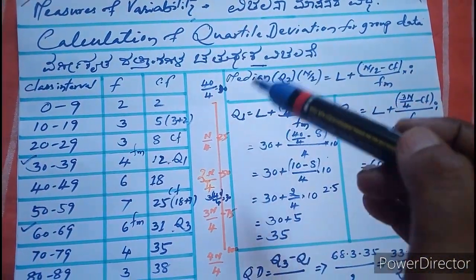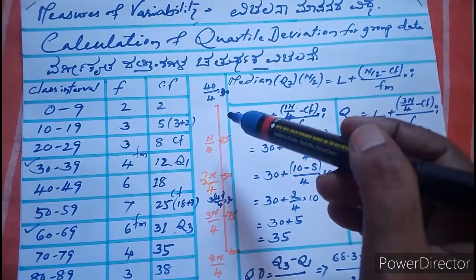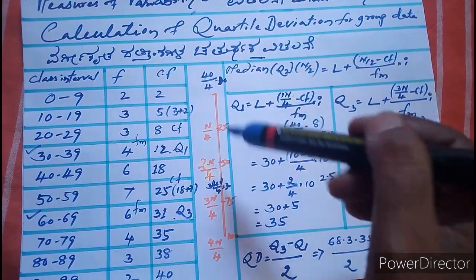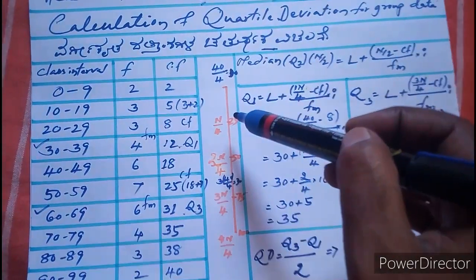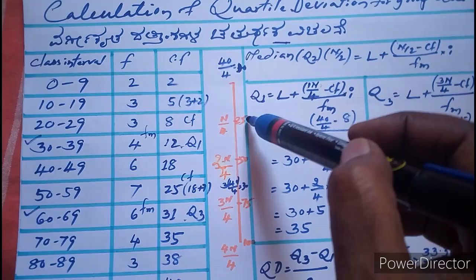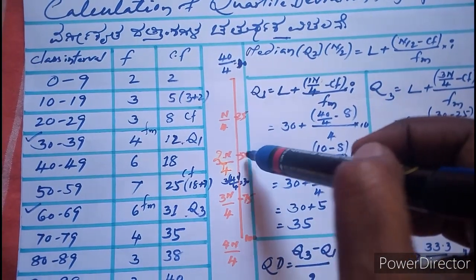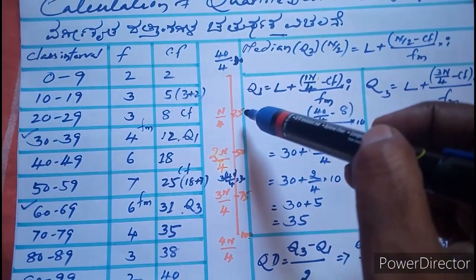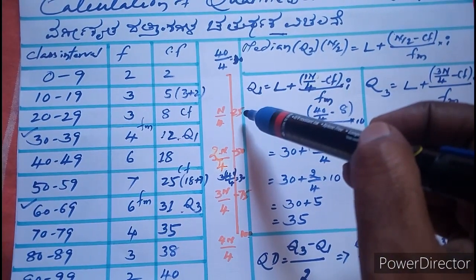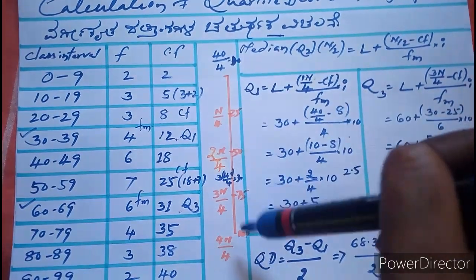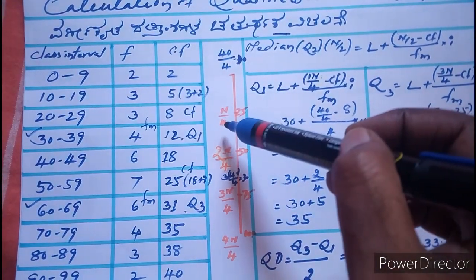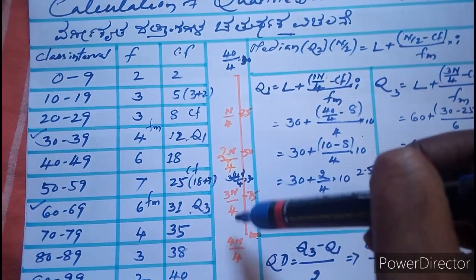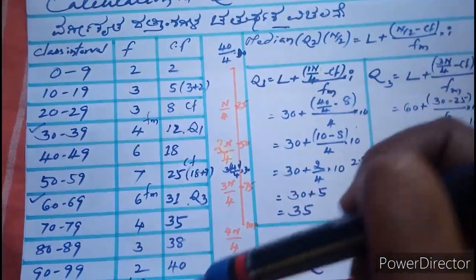Quartile deviation means any distribution divides the whole distribution into four parts. One is 25%, 50%, 75% and 100%. If you take the whole distribution as n, that is n by 4, 2n by 4, 3n by 4 and 4n by 4.